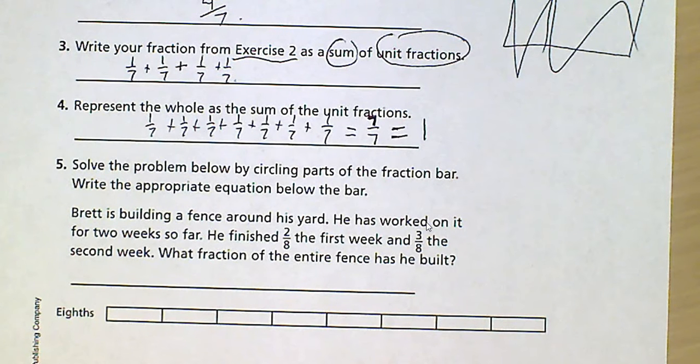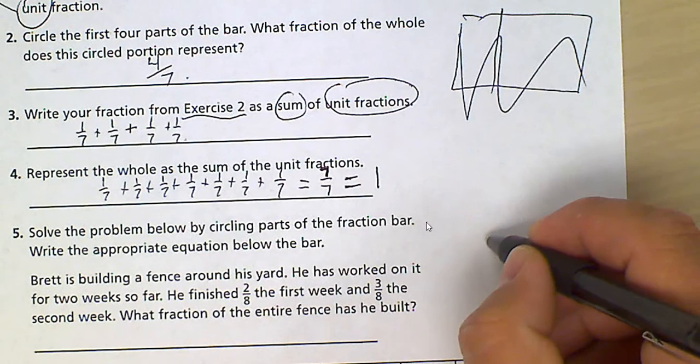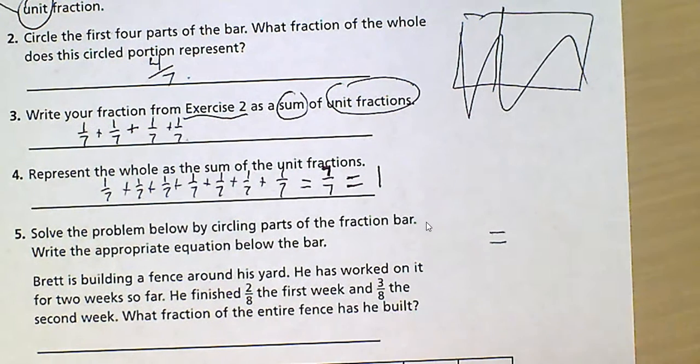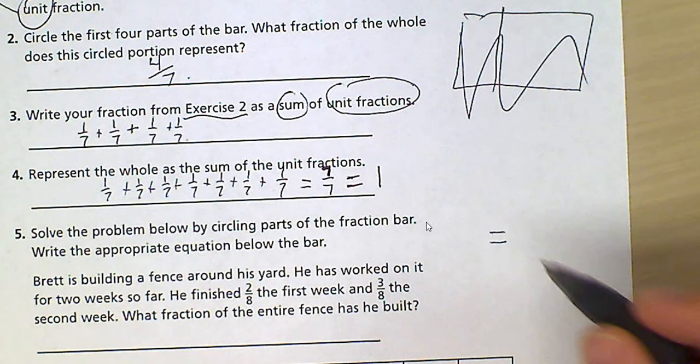Number 5 says solve the problem below by circling the parts of the fraction bar. Write the appropriate equation below the bar. Here is what an equation is. An equation has an equal sign. So you could do like 3 plus 4 equals 7. 1 plus 2 equals 3. 700 minus 700 equals 0. Those are all equations because they have an equal sign.